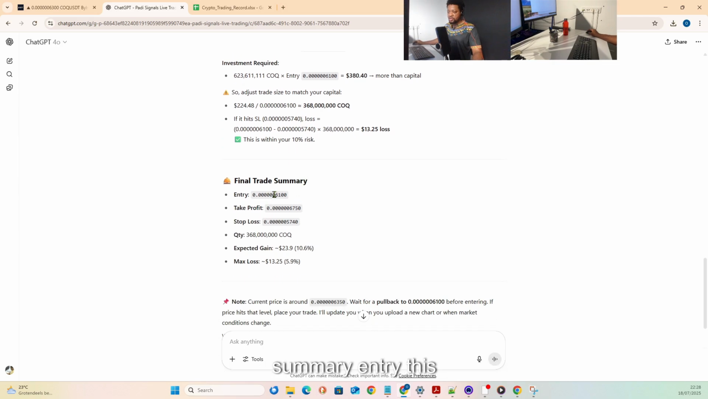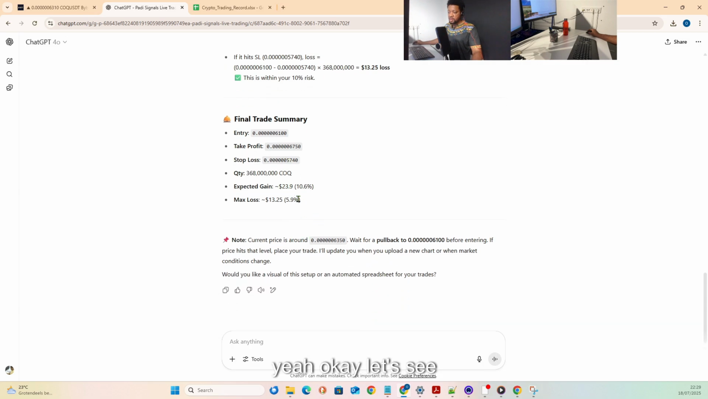Final trade summary: entry this, take profit this, stop loss this. Yeah, okay, let's see. Note, current price is around this. Wait for a pullback to 6100 before entering. If price is at that level, place your trade. I'll update you when you upload a new chart or when market conditions change. Would you like a visual of this set or an automated spreadsheet?